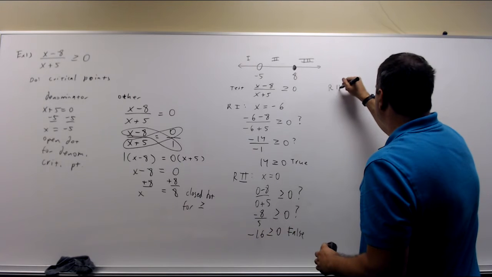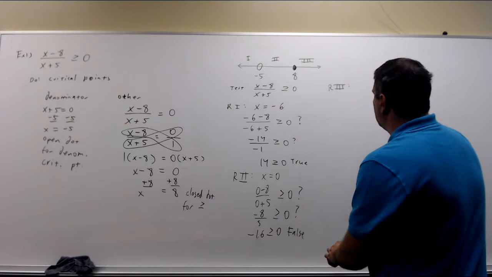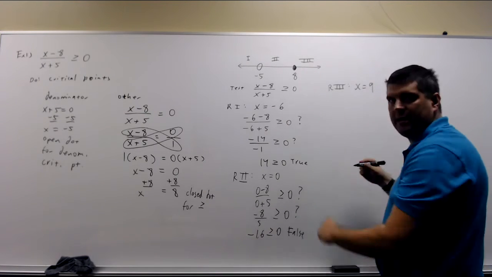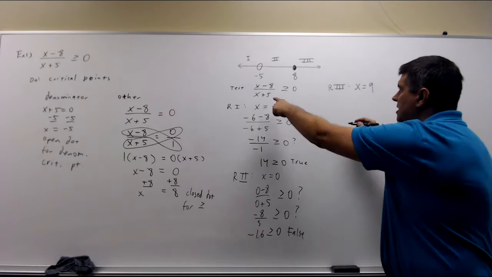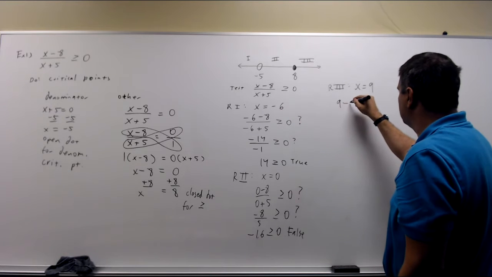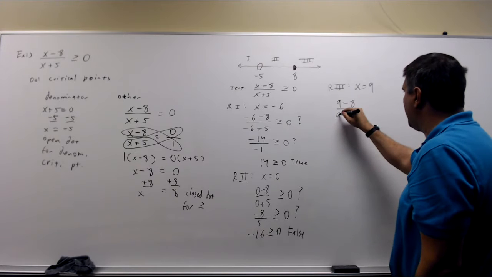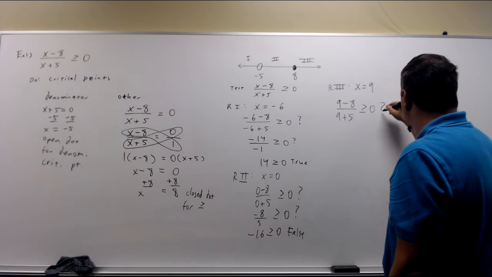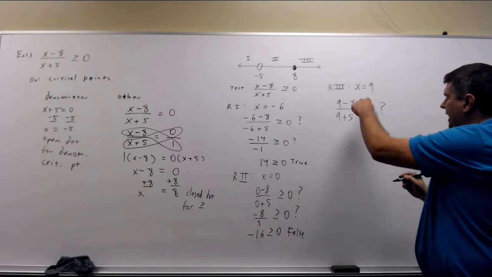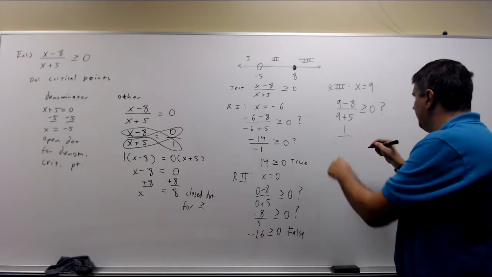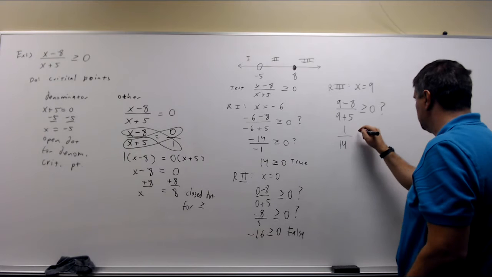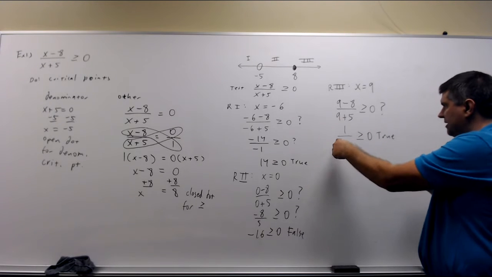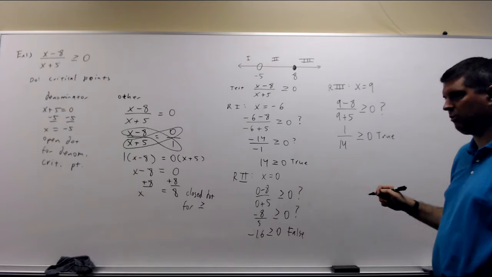Region 3. I'll use x equals 9. Okay, so I want to know if (9 minus 8) over (9 plus 5) really is greater than or equal to 0. That's 1 over 14. That's true, because positive 1/14 is greater than or equal to 0.